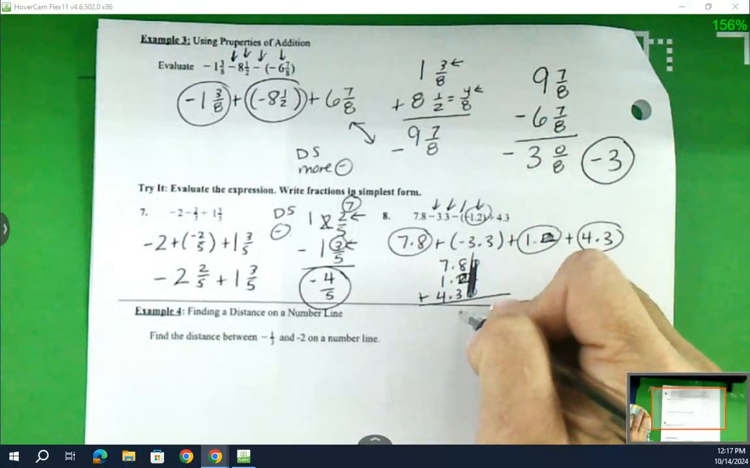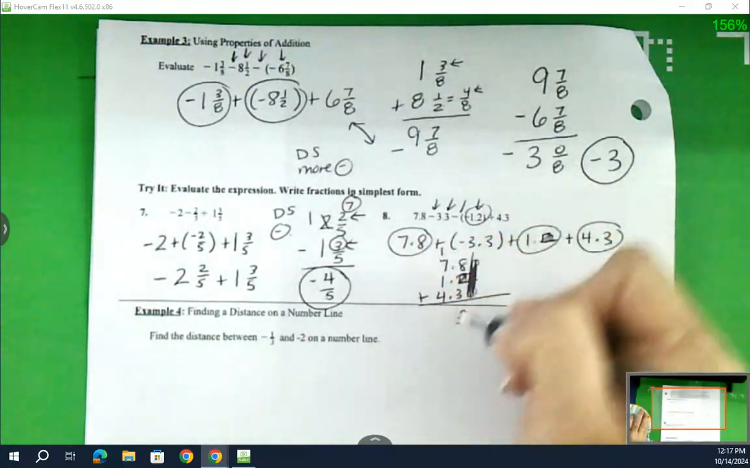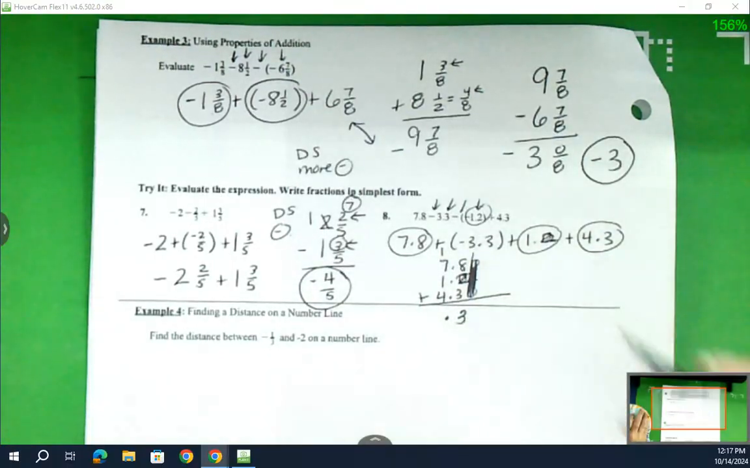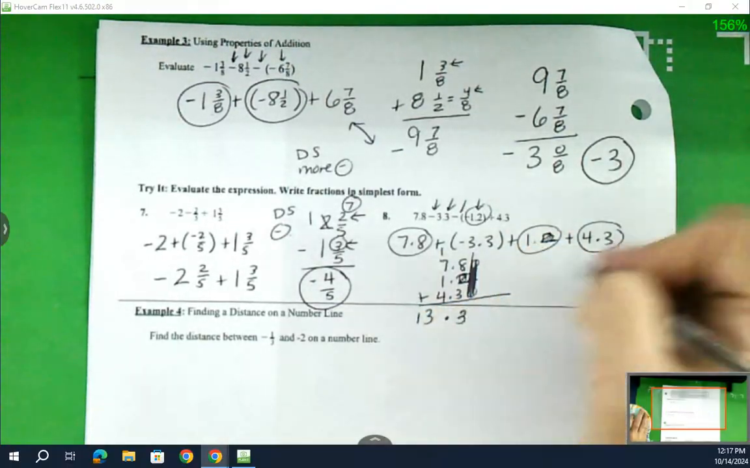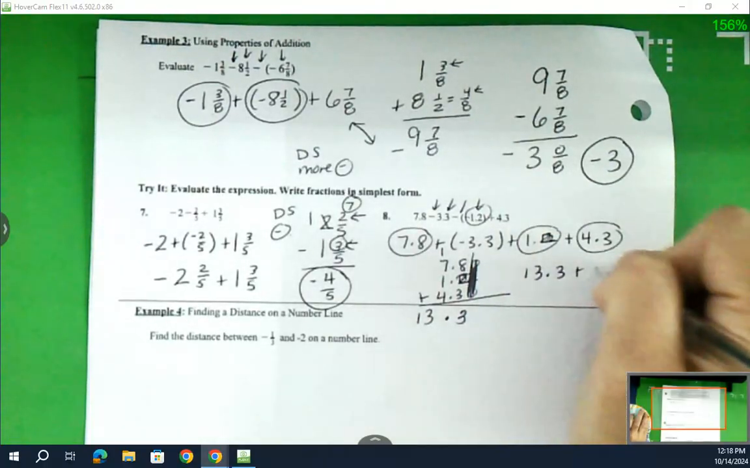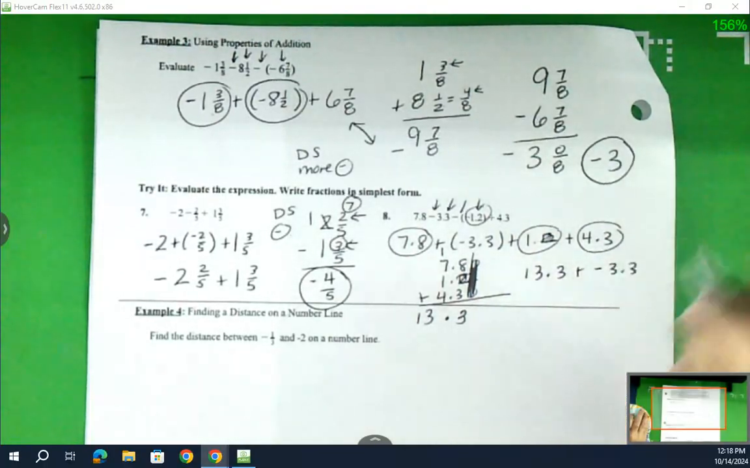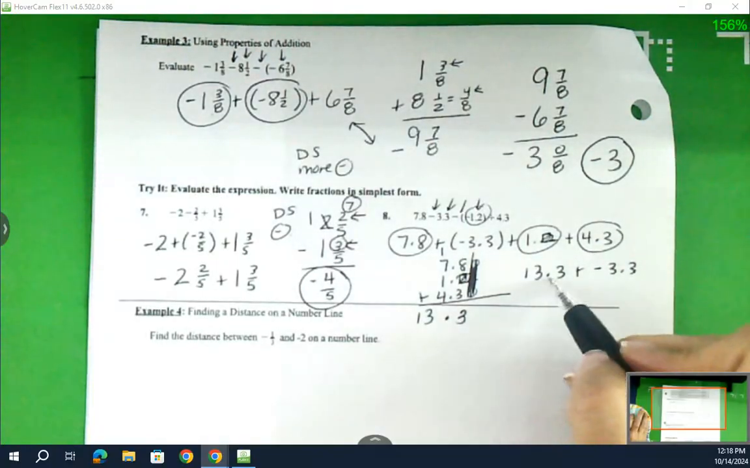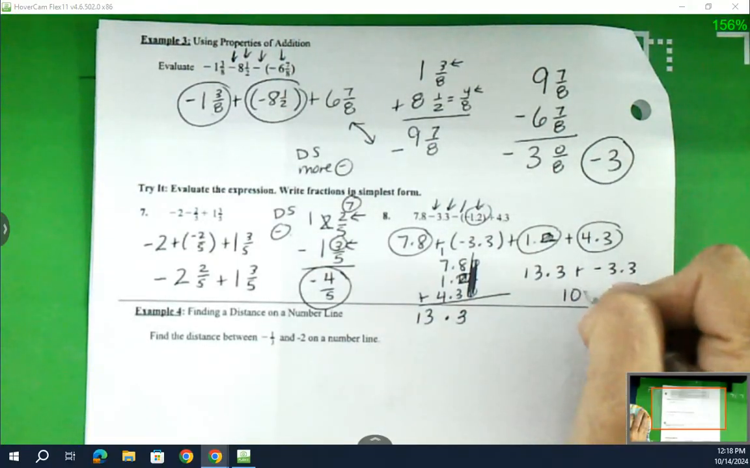All right, so that's 13. Carry the 1. Writing in our decimal. 13.3. So I have 13.3 positive plus negative 3.3. Well, that's the same thing as 13.3 minus 3.3, which gives us 10.